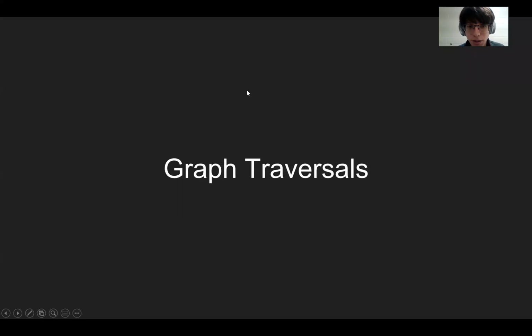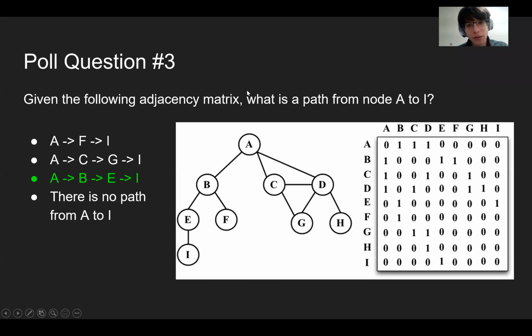And we can kind of see that this is what the graph actually looks like. So we could also just draw the entire graph in this manner. Based on this adjacency matrix, we can actually draw the graph, and this is what it would look like. And clearly we can see now ABEI is a path from A to I.